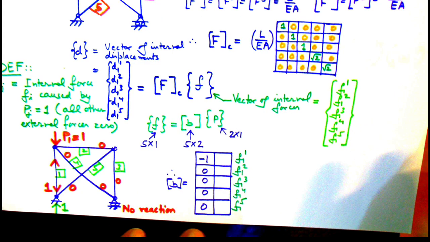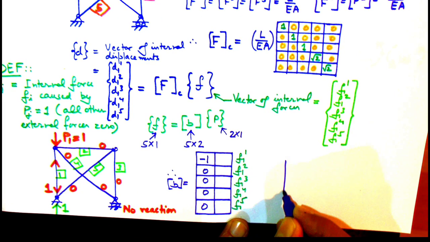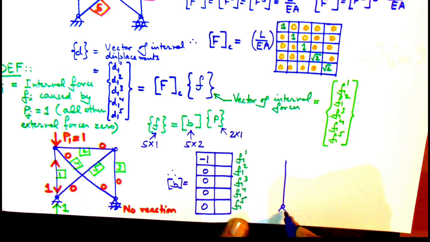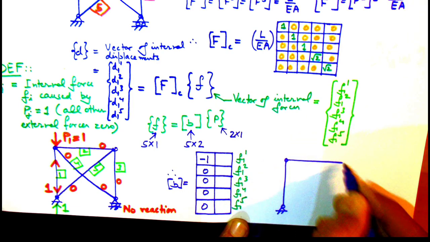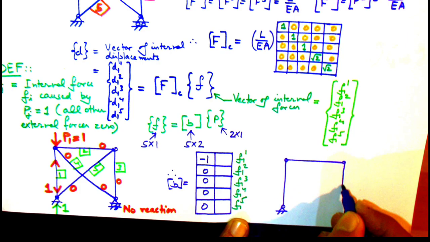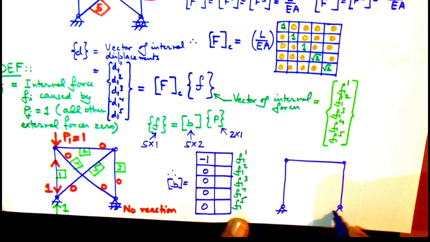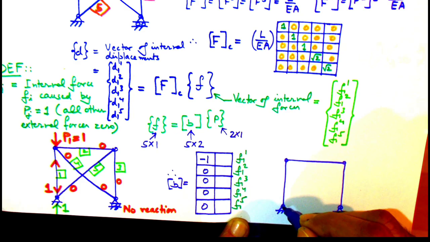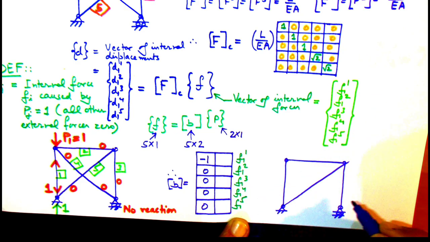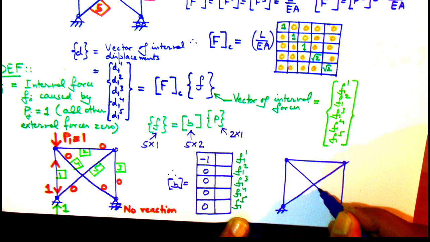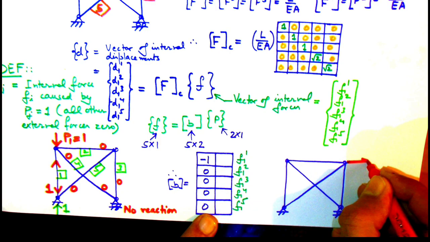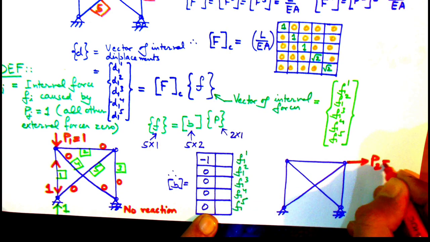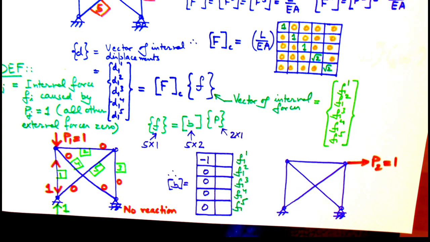Similarly, we can obtain the second column of the B matrix. All we have to do now is apply a unit force along P2. So we make P2 equal to 1 and P1 we keep as 0. We analyze the structure again using the equilibrium of the joints, and very easily we will be able to obtain all the internal forces of the members, and once we arrange them along a column we get the second column of the B matrix.